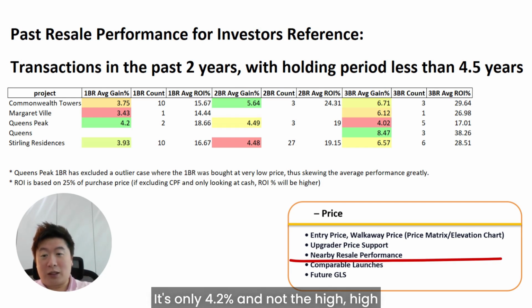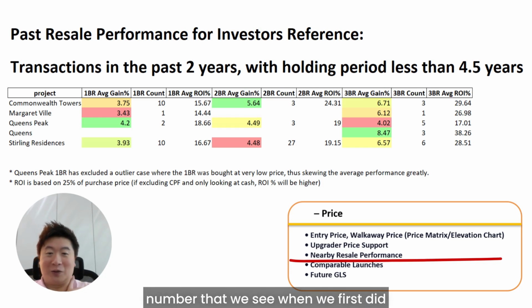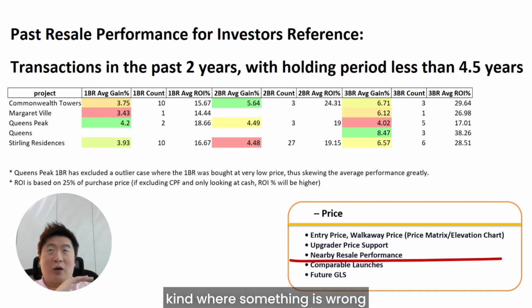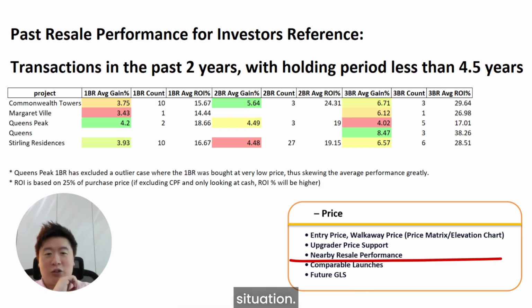It's only 4.2% and not the high number that we saw when we first did the second video of my walkabout, right? It's because when I dove into the figures and the transactions, I saw there was an outlier case where the 1 bedroom was bought at a very low price. It's the kind where something is wrong, so that person had to quickly sell. So it skewed the average performance greatly. So I have excluded that so that the number looks a bit more normal per se.